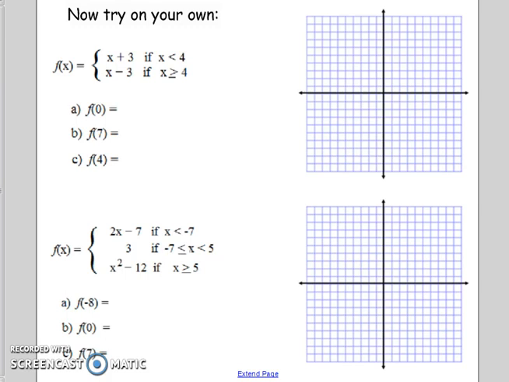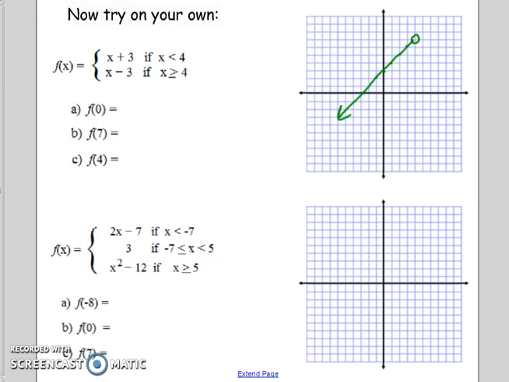So x plus 3 if x is less than 4. So you're going to plug 4 in. 4 plus 3 is 7. So at (4, 7), I have an open circle. And then it has a slope of 1, and it's less than 4. So I'm going to the left, so down. Okay, so that's that piece.